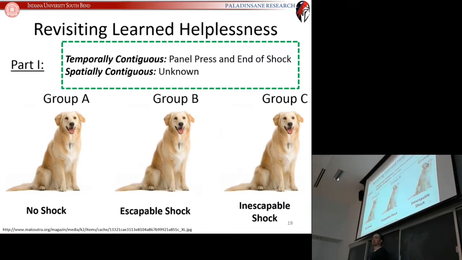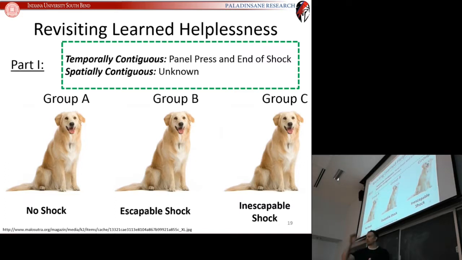We don't have a map of the room, which would be required in order for it to be spatially contiguous. Now, based on what I know about dogs, I would imagine that from the table up to here, they're about yay high. And if you want to have a panel press that they press with their nose, it would also be about that high off of the ground. So as close as the panel is to the floor where the shock occurred, the closer it is, the more spatially contiguous it is. The higher it is, the less spatially contiguous it is.